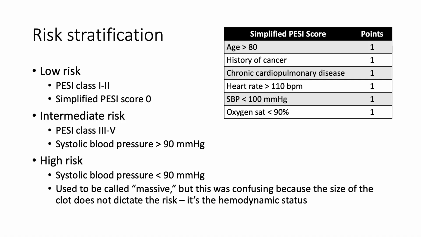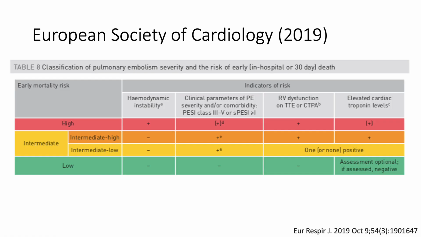Intermediate risk is going to be your PESI class 3 to 5 with a normal blood pressure. And then patients with shock or blood pressure less than 90 millimeters of mercury, we call them high risk PE. Sometimes you'll hear people call them massive pulmonary embolism. But that gets confusing because it sounds like you're describing the size of the clot, not the fact that they're in shock.